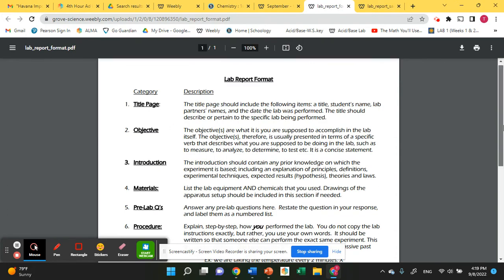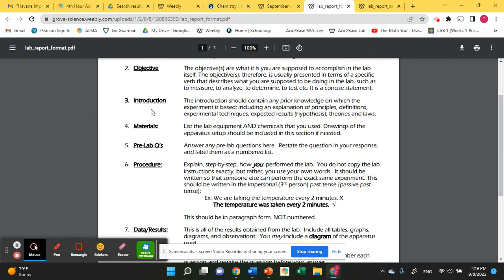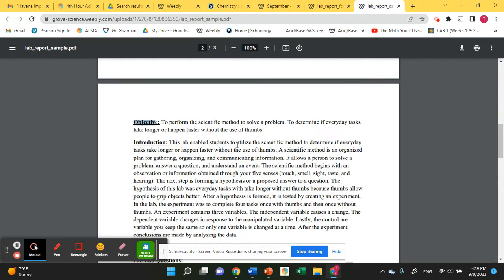The next section that all lab reports have is usually an introduction. The introduction should contain any prior knowledge that the experiment is based on, such as any principles, definitions, techniques, and expected results. So you might have a hypothesis or theories and laws. A good example here is going to be looking at mine.